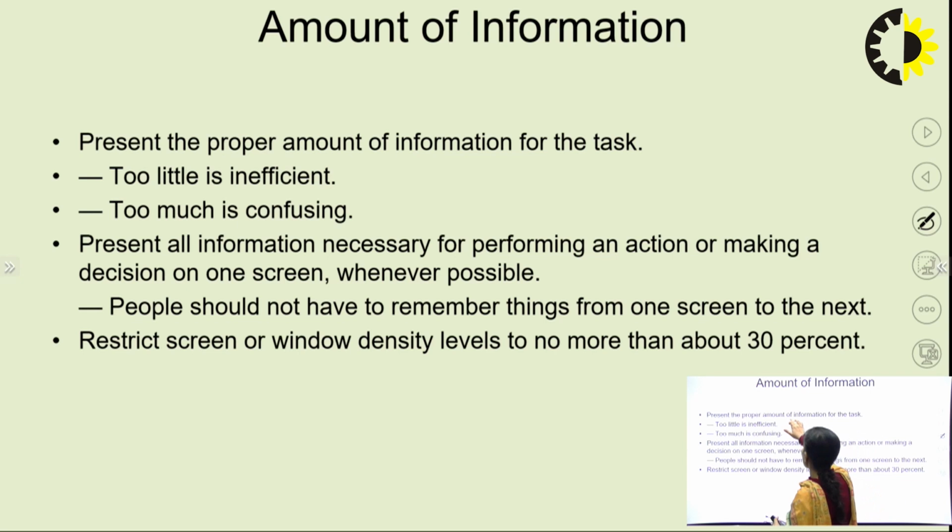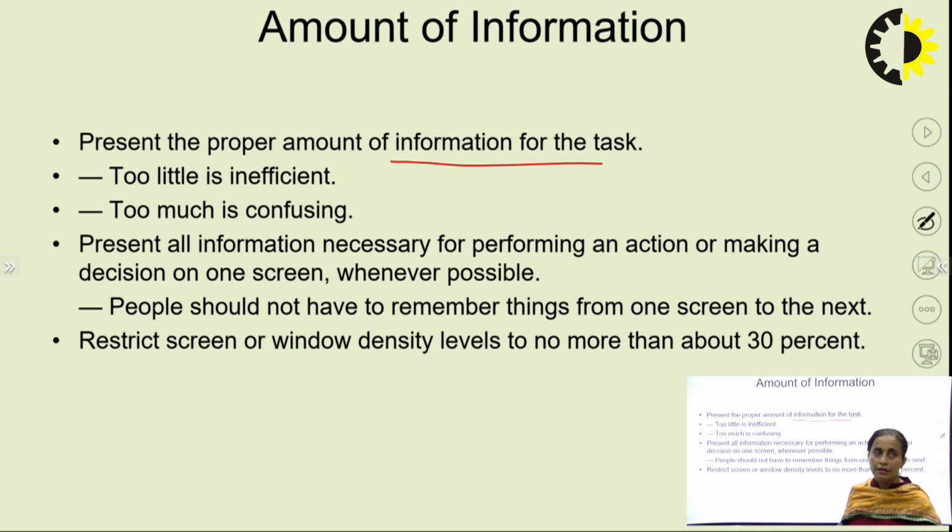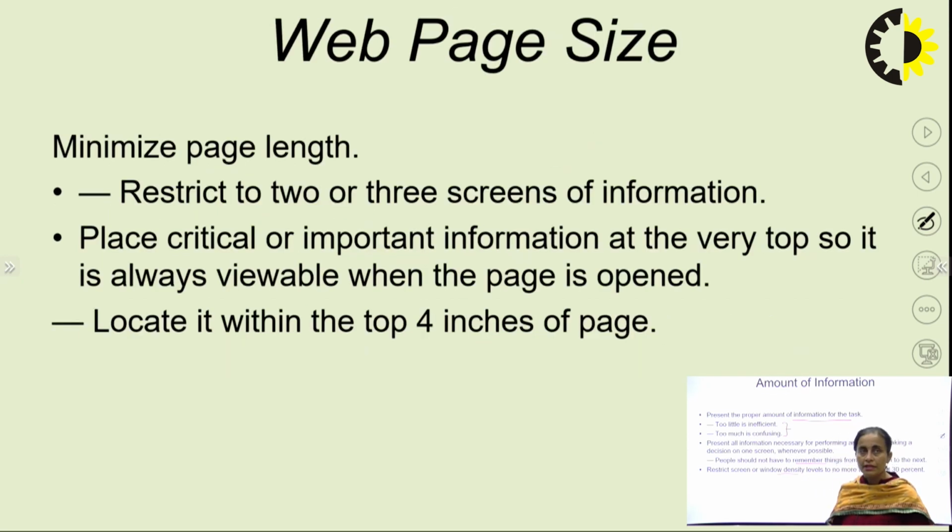We should present the proper amount of information for the task. When it is too little, it is insufficient, and too much is confusing. So we should present our information in the middle of them. We should present all the information that is necessary for performing a task or making a decision on the screen wherever it is required, and people should not have to remember things from one screen to the next. Then we should restrict the screen and window density levels to not more than about 30%.